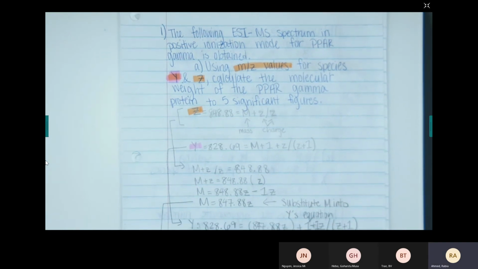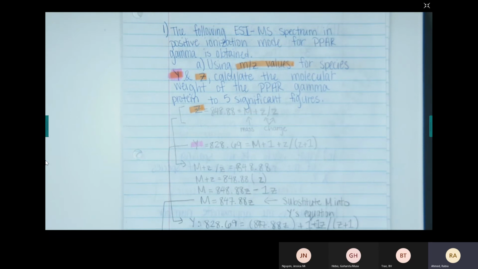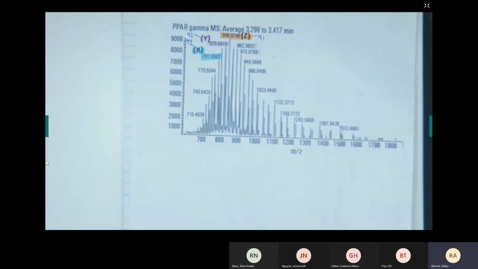Okay, so I'm going to start off with problem set 2, alternative problems. We're going to start off with question 1, so I'll read it first. The following ESI-MS spectrum in positive ionization mode for PPAR gamma is obtained. Using the M over Z values for species Y and Z, calculate the molecular weight of the PPAR gamma protein to 5 significant figures. So these two proteins we can see through the MS that they give you.